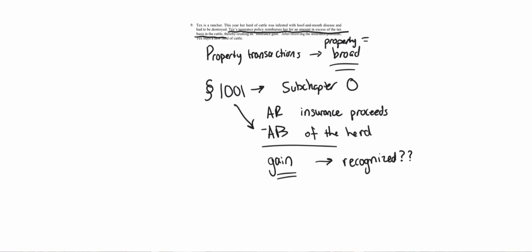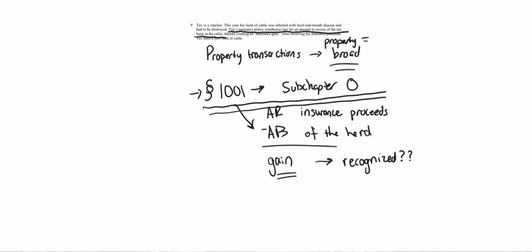So let's go into our table of contents, go right to subchapter O, and take a look. Now, we're not going to really focus on the characterization, although that would be important. We're just going to focus specifically on the insurance proceeds and the excess, the way the question is labeled. But you could obviously go into characterization components.